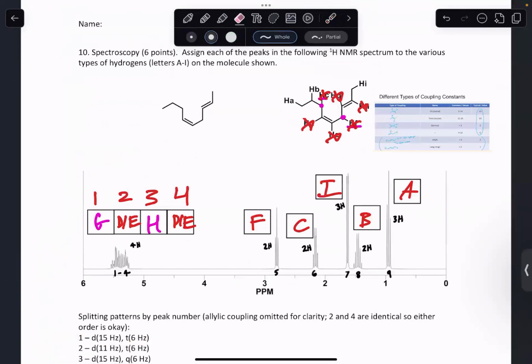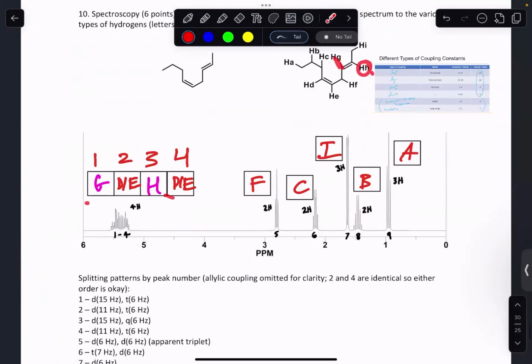So let me erase this. So G right here is trans to H, right? So 1 and 3, because they have matching J values of 15.